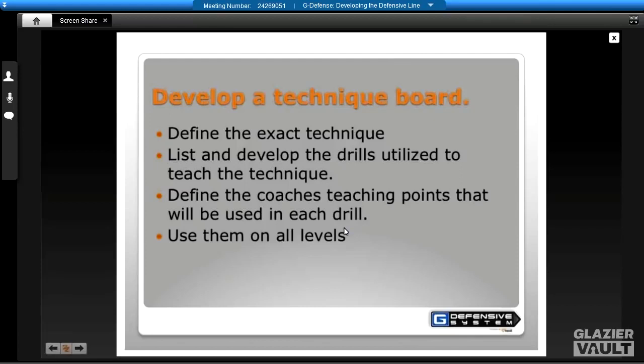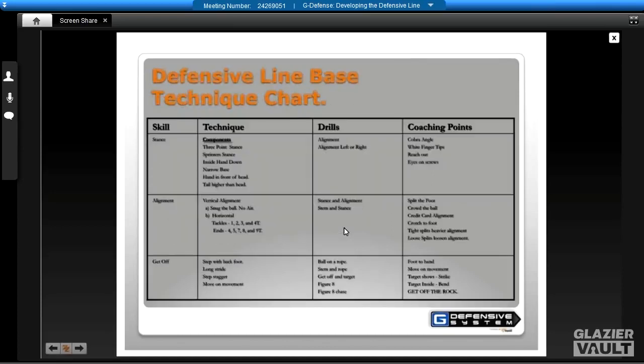If you can create a common language and a common teaching, you have carryover, and as your kids develop through the program, they're more comfortable and they become faster players within the system. So you're going to see my technique board. It's a little blurred because when we boot it up it goes on, so I'll take you through this.